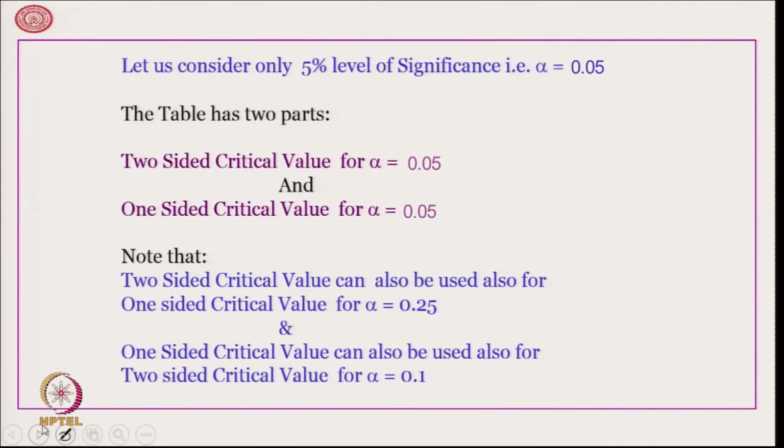Consider that you are testing at the 5% level of significance. That means alpha is equal to 0.05. Now, this can be one sided or two sided. Hence, accordingly, the table has two parts: the two sided critical value for alpha equal to 0.05 and the one sided critical value for alpha equal to 0.05. Note that the two sided critical value can also be used for the one sided critical value for alpha equal to 0.025, and the one sided critical value can also be used for the two sided critical value for alpha equal to 0.1.